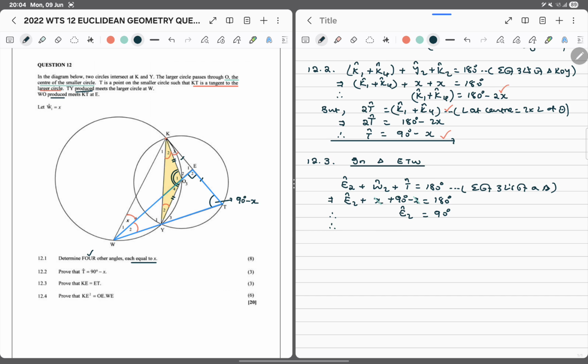And so we can make the conclusion that indeed KE must be equal to ET. Why? We know this is the converse. Okay, let's not say converse. We can just say line from center perpendicular to chord bisects the chord. Okay, so very easy.